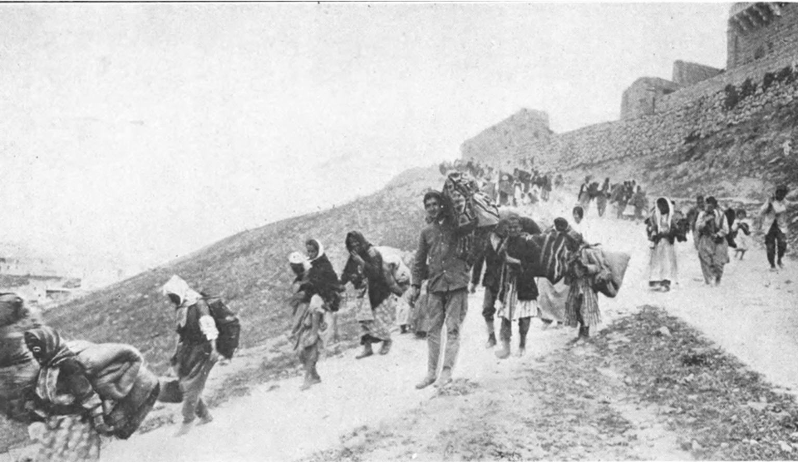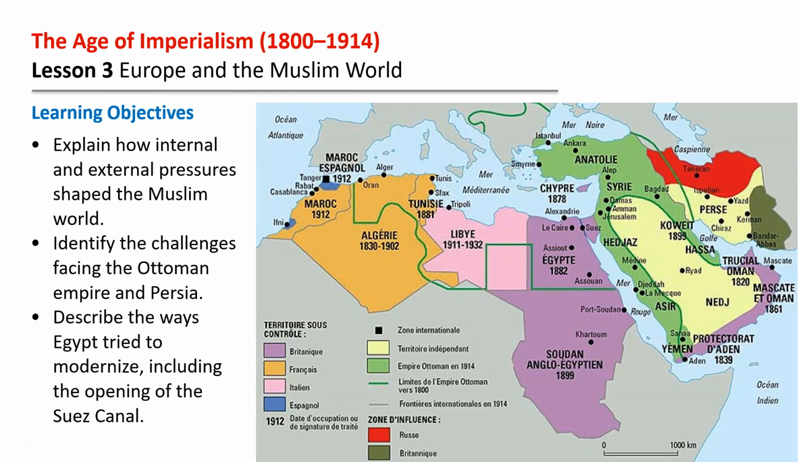All right, so we're going to start off here with 15.3. We're going to talk about imperialism, European imperialism in the Muslim world. So in 15.3, we'll look at how both internal and external pressures shaped the Muslim world during this time. And again, we're talking this age of imperialism, 1800 to just before World War I.